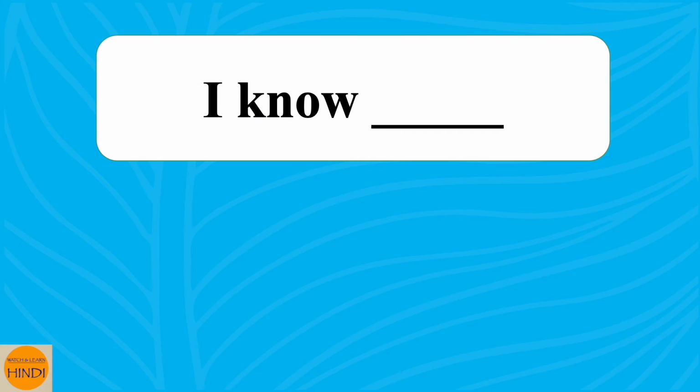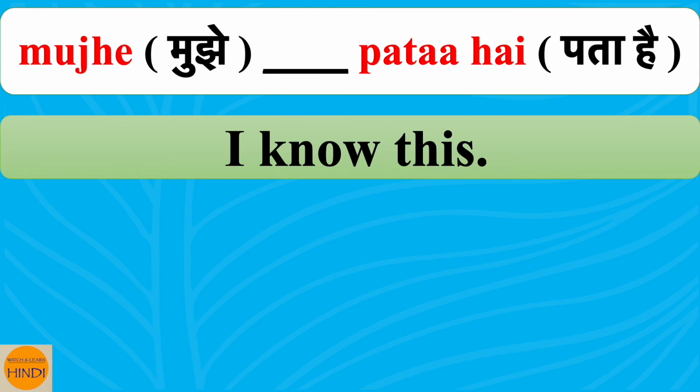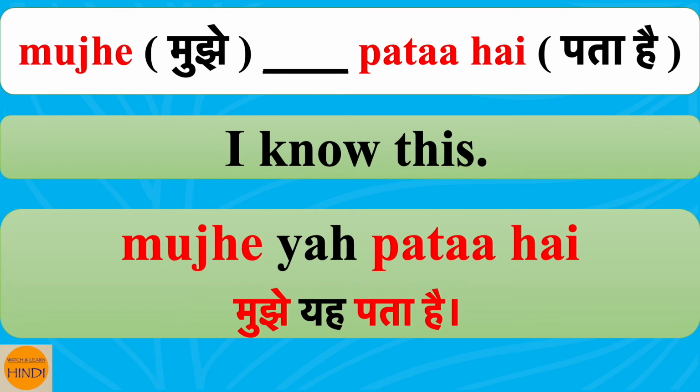Then is I know something. In Hindi will be मुझे, whatever is that you know, पता है. So if you say I know this, you will say मुझे यह पता है, where यह is this. So I know this is मुझे यह पता है.